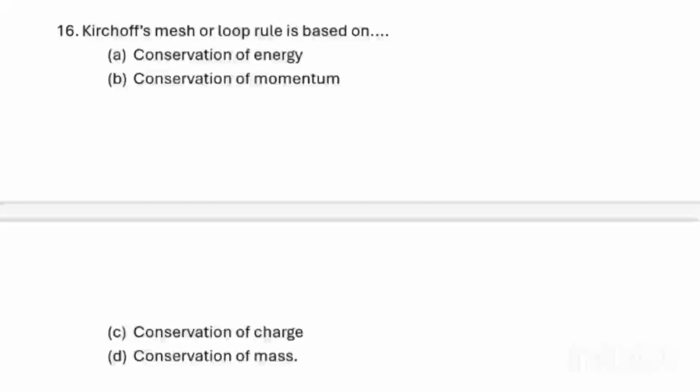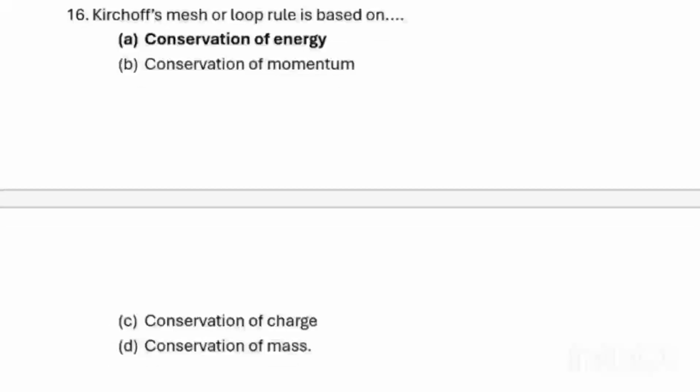Question number 16. Kirchhoff's mesh or loop rule is based on option A conservation of energy, option B conservation of momentum, option C conservation of charge, option D conservation of mass. Here the correct answer is option A conservation of energy. Question number 17.